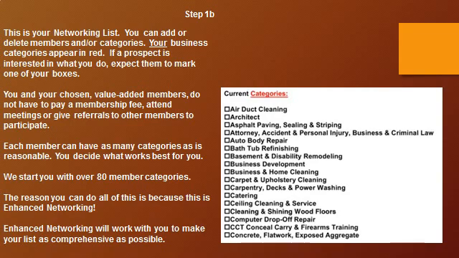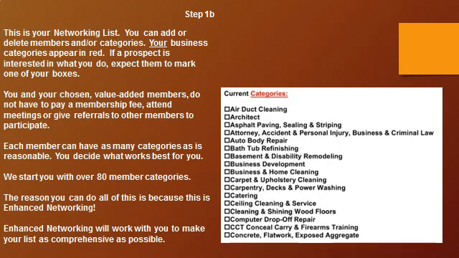Step 1B. This is your networking list. You can add or delete members and/or categories. Your business categories appear in red. If a prospect is interested in what you do, expect them to mark one of your boxes.